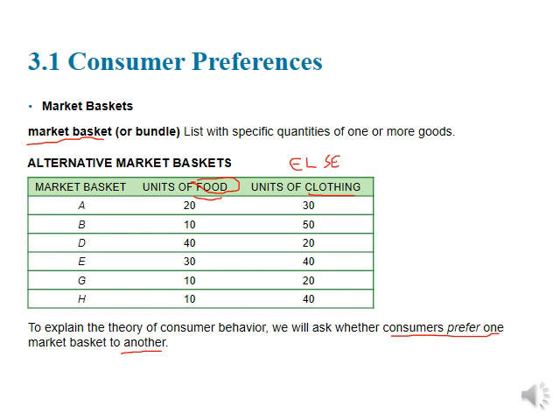Here we're comparing food and clothing, and we have a bunch of different baskets. For example, in this first basket, we have 20 units of food and 30 units of clothing. Note that they don't all have to sum up to the same amount. Here we have 10 and 50, and so on and so forth. And it's our goal as economists to describe what the consumers like more, what the consumers prefer.